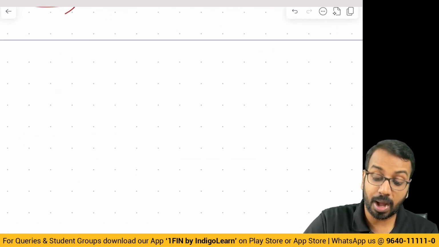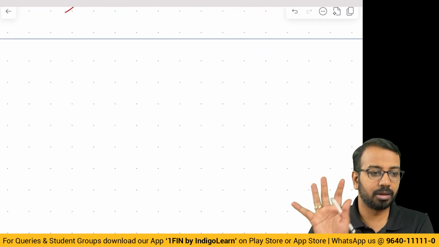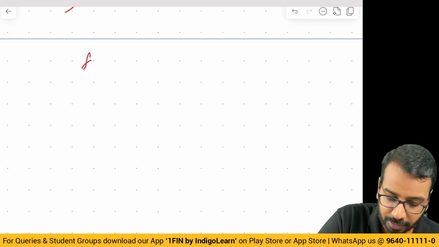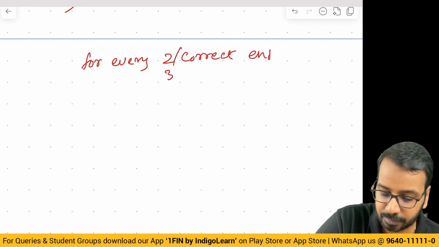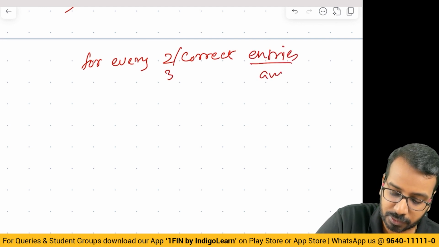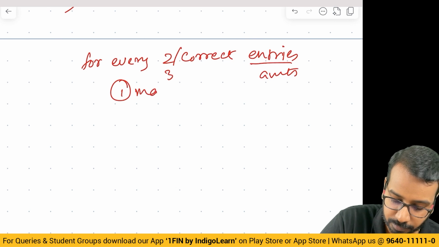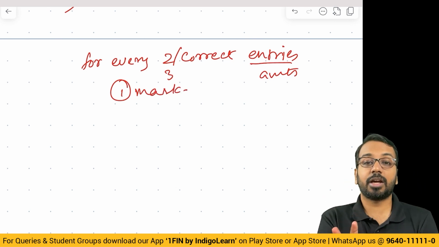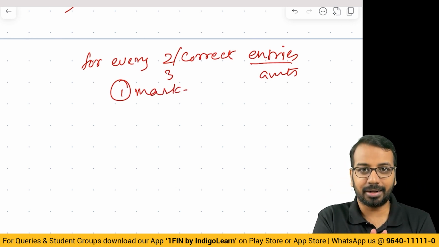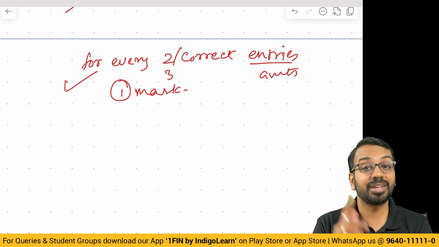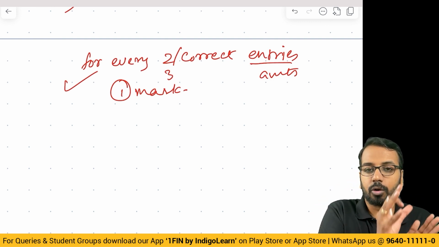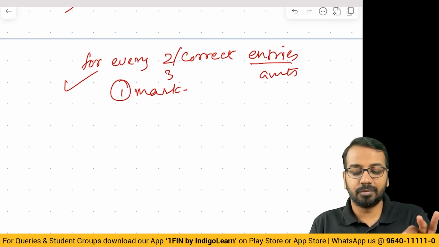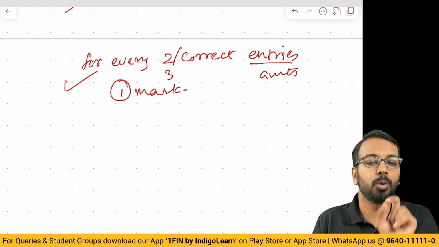And the way marks are given in this particular type of question in the exam is, I'm just giving an example, for every 2 or 3 correct entries, entries here meaning amounts, you will get 1 mark. So tell me, even if you are able to do 60% or 70% right, can we not score these marks? We definitely can score these marks. So from our side, we need to know the format, we need to know which amount goes where, and we need to be able to put the amounts correctly.